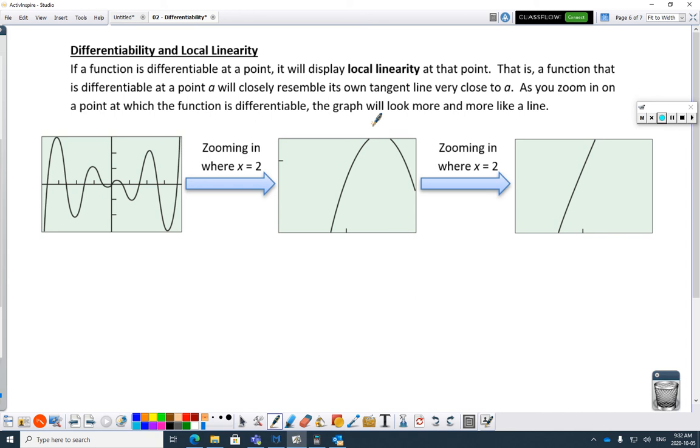Differentiability and local linearity. Okay, let's just talk about the planet Earth for a second.